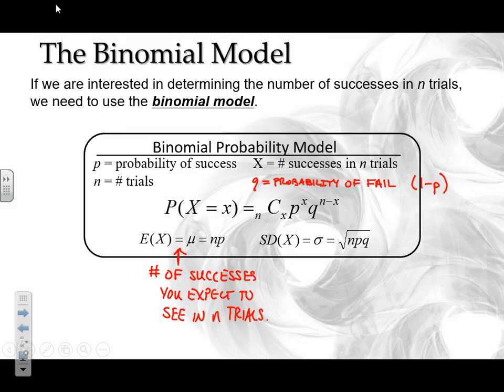Okay? All right, so with this binomial model, the mean is calculated by taking the number of trials times the probability of success. So how many total trials are we working with times the probability of success. That's going to tell us how many successes we can expect to see. Okay? Standard deviation is the square root of the number of trials times the probability of success times the probability of fail. So you use all three pieces there. Okay? So as far as calculating goes, you just need to memorize these two formulas. Make sure you understand how to calculate the mean and the standard deviation for a binomial setting.